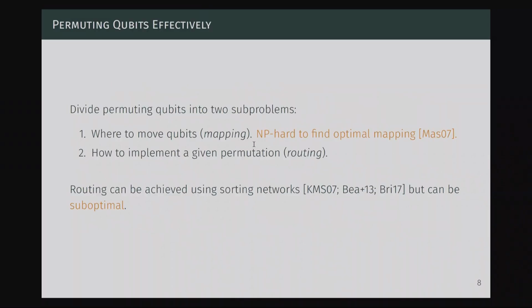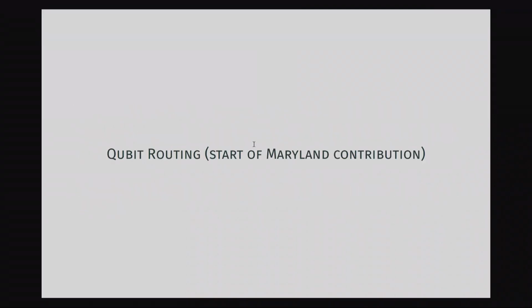So we divide this into 2 subproblems. The first being where to move the qubits, which we call qubit mapping, which was shown to be NP-hard. And second, how to implement a given permutation, which we call qubit routing. And the routing can be achieved using sorting networks, as shown in previous work, but this can be suboptimal. All right, so let's look at qubit routing first, which is the start of our Maryland contribution.